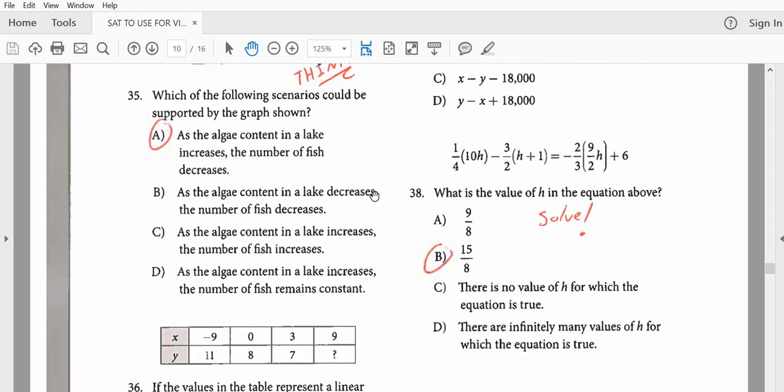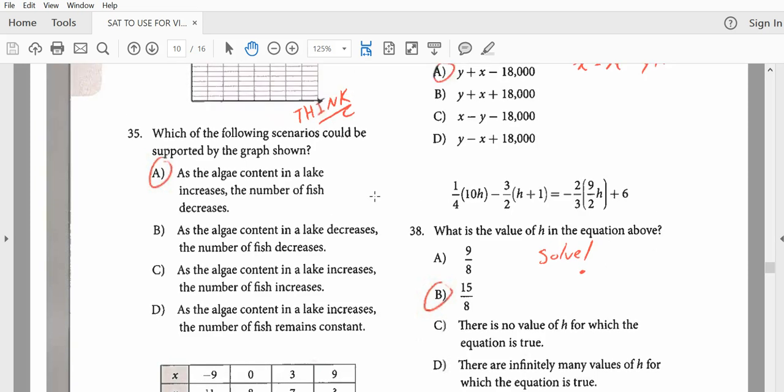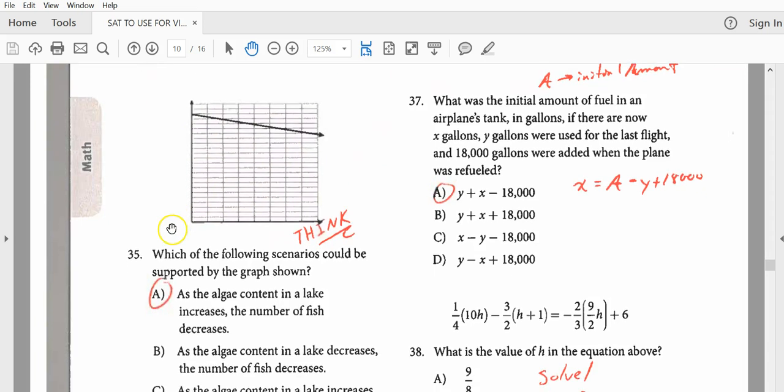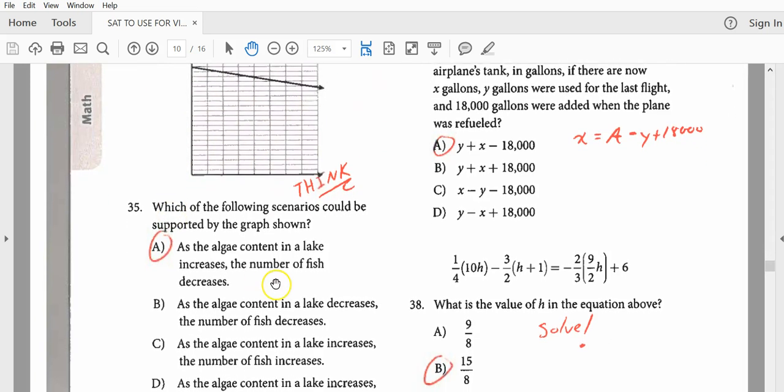Going to this one. As the algae content in the lake increases, the number of fish remains constant. Well, constant means there's no slope, so can't do that one. So this one here is the algae content in the lake increases, the number of fish decreases. Well, maybe this one might make sense, right? Because it's going up here, so algae content going up, the number of fish going down. So, kind of reasoning our way through it, right? We said this one didn't work because this is saying decreasing, decreasing. So if they're both decreasing together, we'd see a different slope here, right?